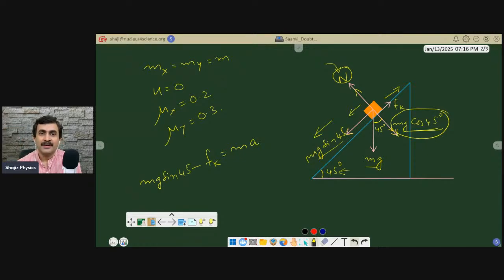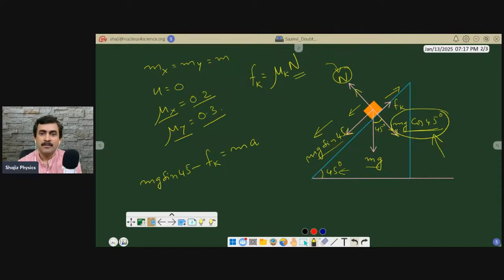Okay. Now, something more we need to understand about the Fk. By the principle of kinetic friction, the kinetic friction is equal to mu k into normal reaction. What is mu k here? Mu k is the coefficient of kinetic friction, and it is given for both x and y. For x, the coefficient of kinetic friction is 0.2, and for y, it is given as 0.3. Then we know that normal reaction is equal to mg cos 45.